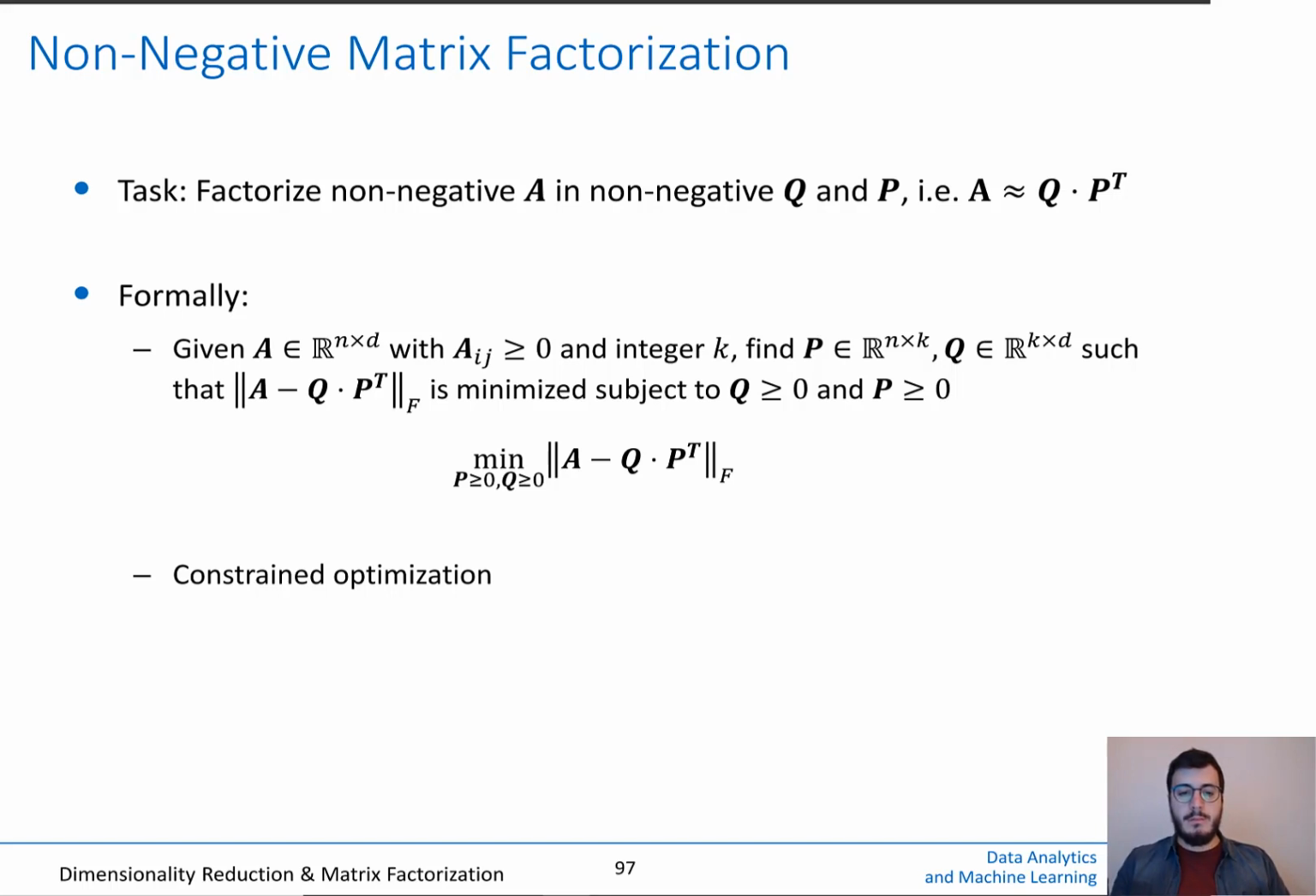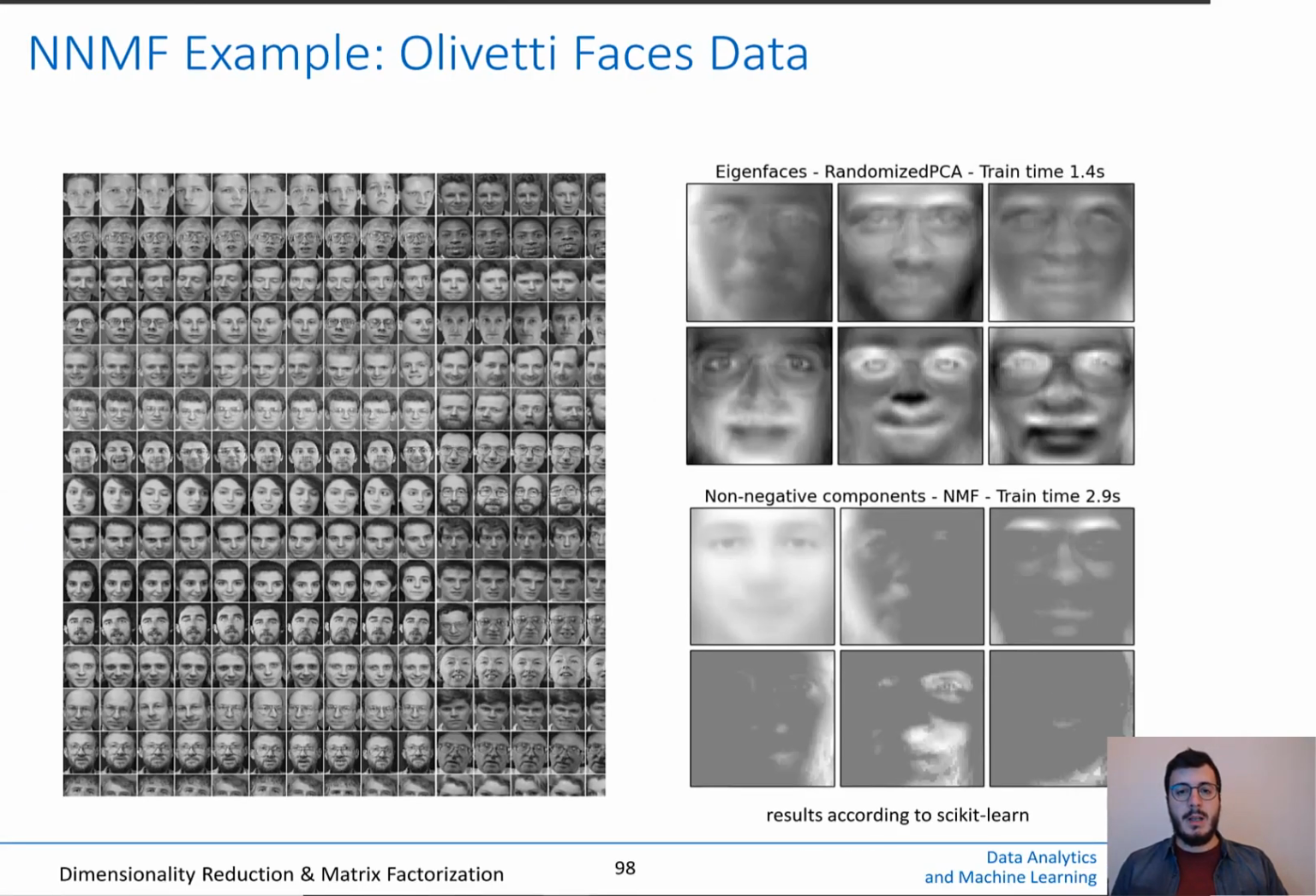And this can be framed as a constrained optimization problem, and then we can use tools similar to what we've learned, for example, in the support vector machines lecture to solve such constrained optimization problems. And just to show you how this looks, in this case we have face data, so data of grayscale images, which is again non-negative, and you can imagine that this data is stacked into a matrix, something like this, where each of these rows is one of these faces flattened.